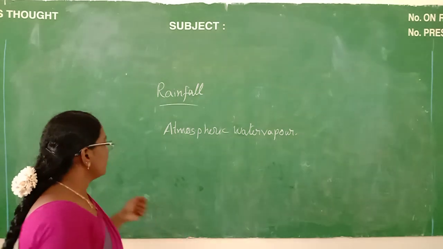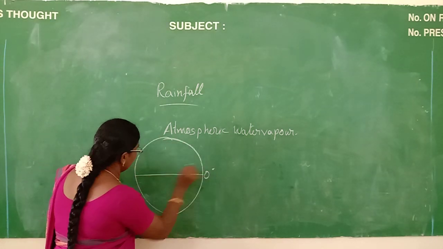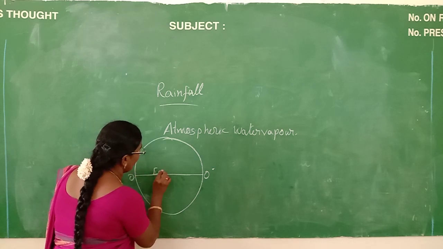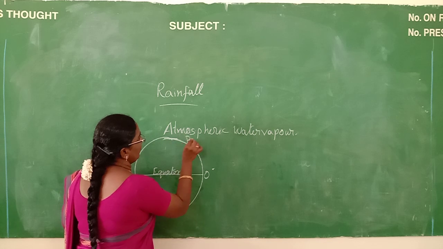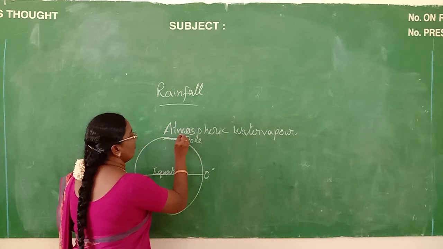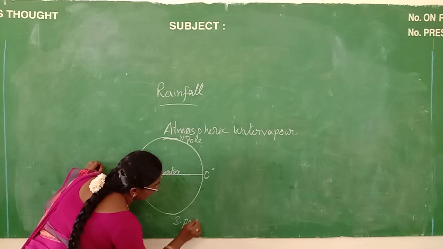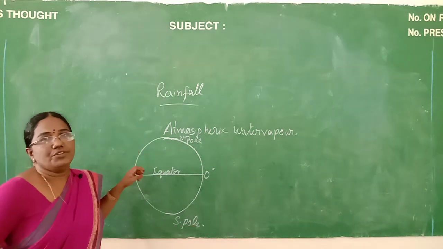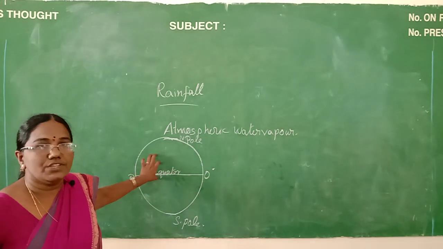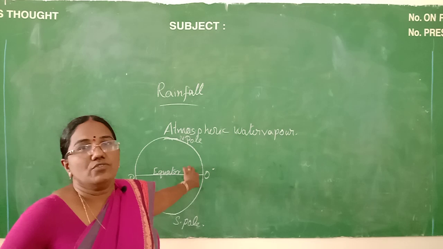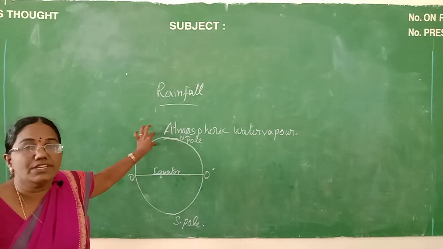The equatorial region, I think all of you know the equator, North Pole, South Pole. In the equatorial region, the rainfall is gradually high. In the polar regions, the rainfall is gradually low.